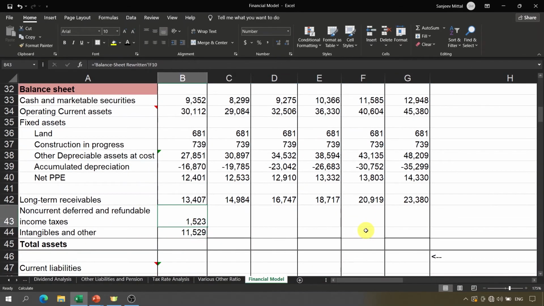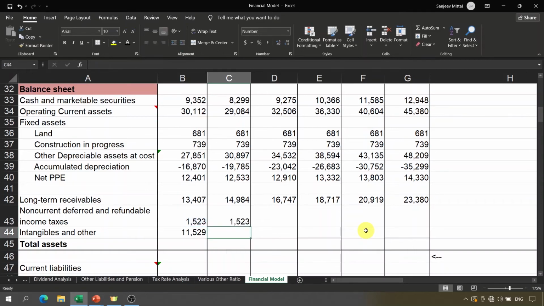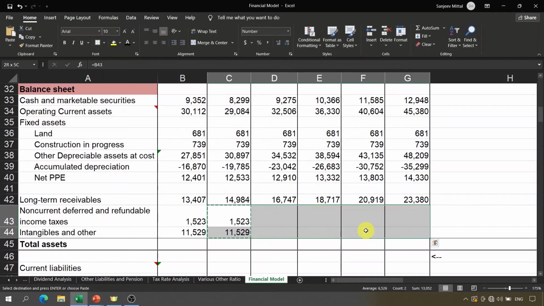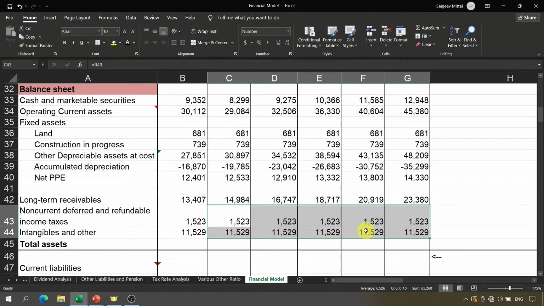Now these items can be evaluated and introspected further, but for these items the company needs to discuss with the management, and once the management provides sufficient details about future intangibles or deferred refundable income tax, these numbers can be changed. But as our assumption, we are assuming that these numbers shall remain the same throughout all the 5 years in the absence of any information from the management. So we are just taking these numbers, and these numbers shall be the same throughout the years.